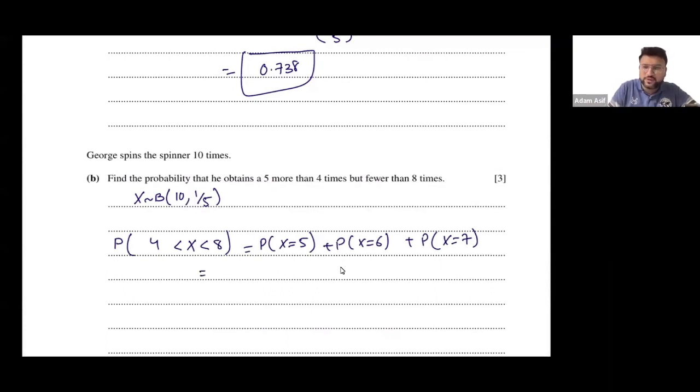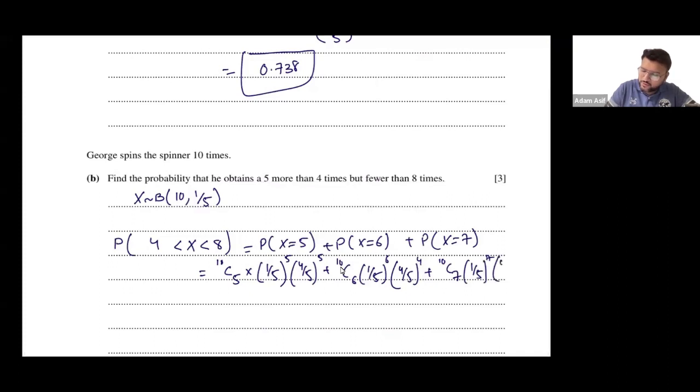if you want to calculate the probability of x equals 5, that's going to be 10C5. 1 upon 5 is 0.2. Okay. 1 upon 5 to the power of 5, 4 upon 5 to the power of 5, plus 10C6, 1 upon 5 to the power of 6 times 4 upon 5 to the power of 4, plus 10C7, 1 upon 5 to the power of 7, 4 upon 5 to the power of 10 minus 7, that's 3. Please evaluate this result for me. Give me the probability.